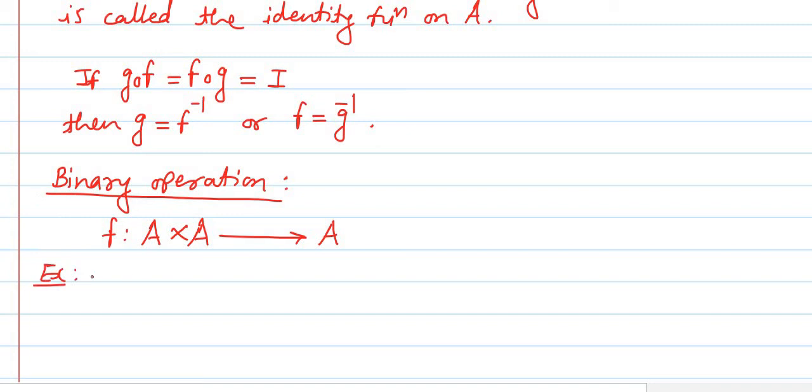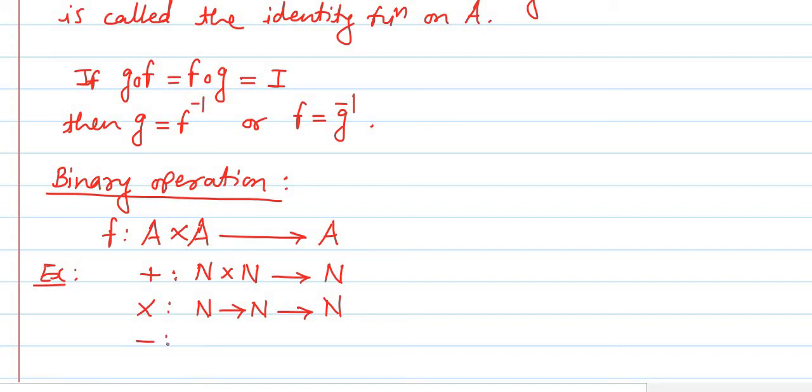For example, if we consider addition on the set of natural numbers, meaning from N cross N to N, then obviously addition is a binary operation on the set of natural numbers, because if we take any two natural numbers and form their addition, then the sum will again be a natural number. Next, multiplication is also a binary operation on the set of natural numbers, because the multiplication of any two natural numbers is again a natural number.